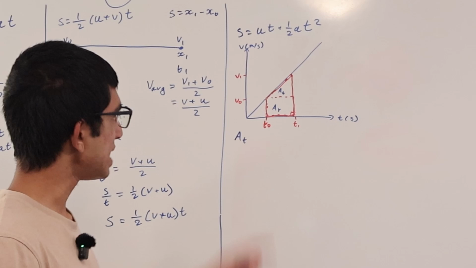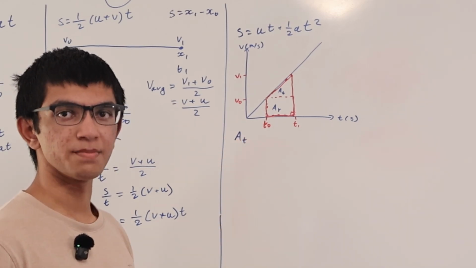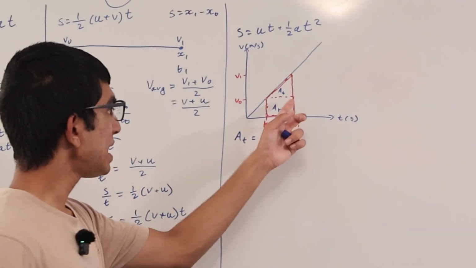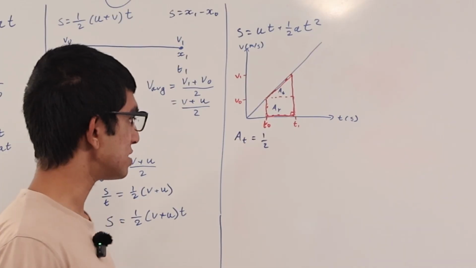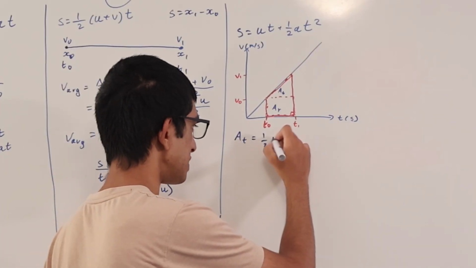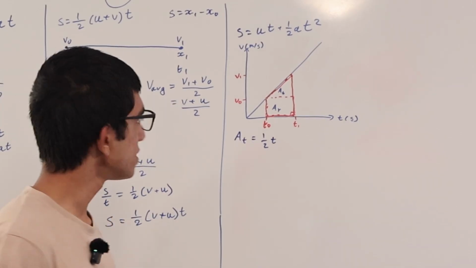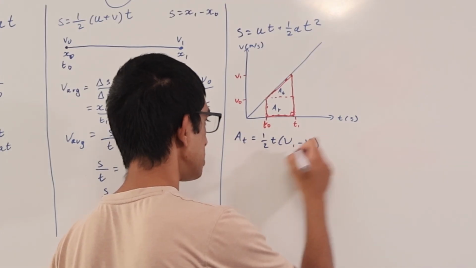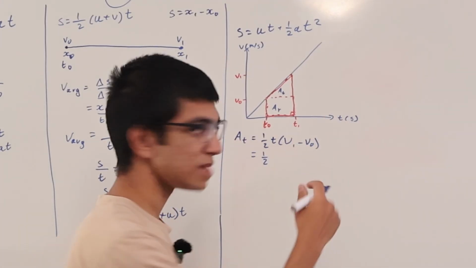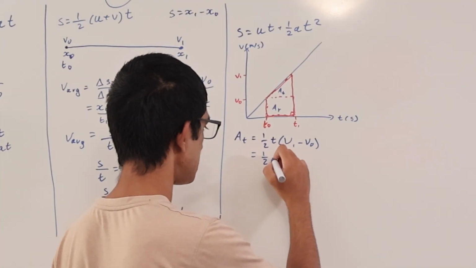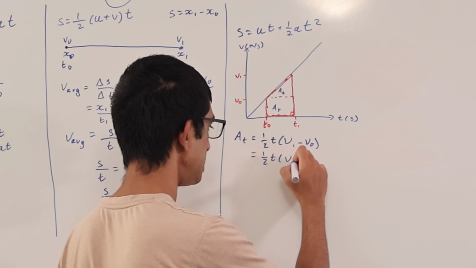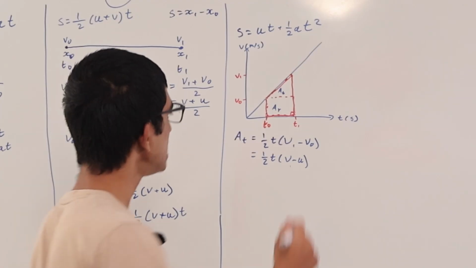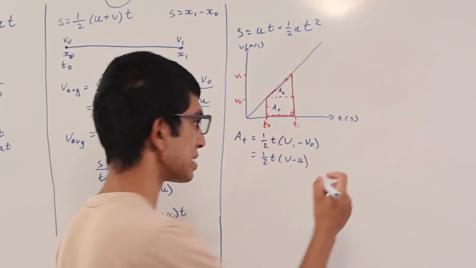Now we can find the area of the triangle by using a half base times height. Here we have a half. The base is T1 minus T0, and that is of course T. So we have T here, times the height, which is V1 minus V0. So write that out, V1 minus V0. Using the SUVAT notation, we get half times t times v minus u.